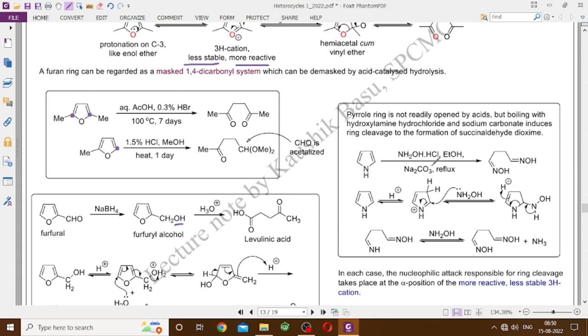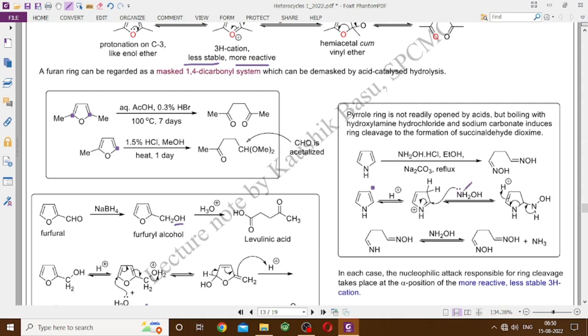This sodium carbonate is acting as the proton abstractor to free the NH2OH in the reaction medium. And because HCl is present in the reaction medium, it also acts as a proton source. So this pyrrole nucleus is undergoing protonation. Again, look carefully, it is behaving as an enamine and it is protonating at the beta position. Although thermodynamically, protonation at the alpha position is more favorable, this is the 3H cation, which is less stable and more reactive.